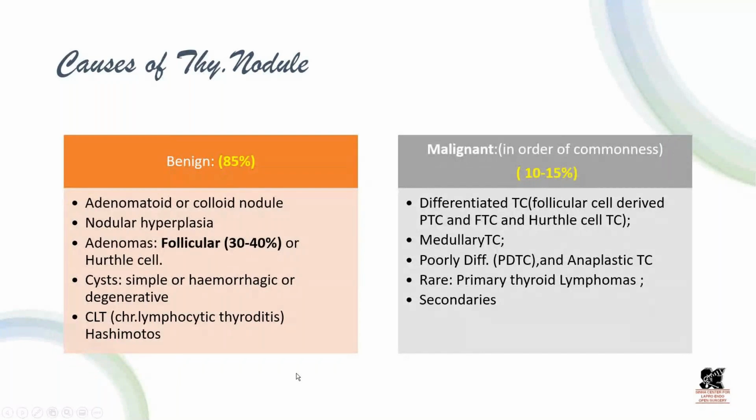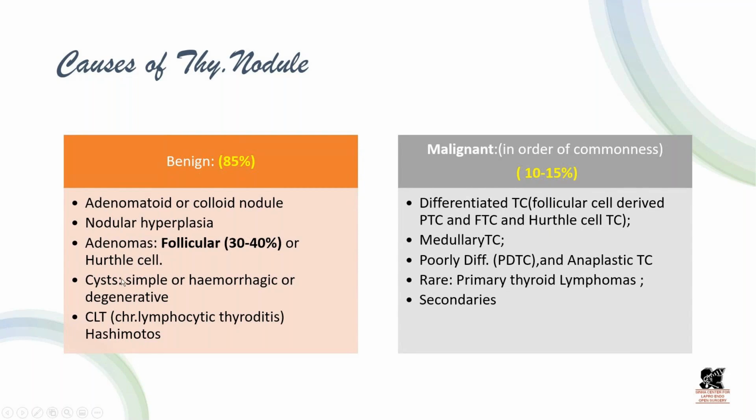Among the benign causes, for the most part it is a benign swelling, and in 10 to 15% it is a malignant swelling. So what we're looking at is an adenomatoid or colloid nodule, a nodular hyperplasia, adenomas, and among the benign, almost 40% are follicular adenomas or Hurthle cell adenoma. Follicular is most common. So among the benign causes, the most common is a follicular adenoma.